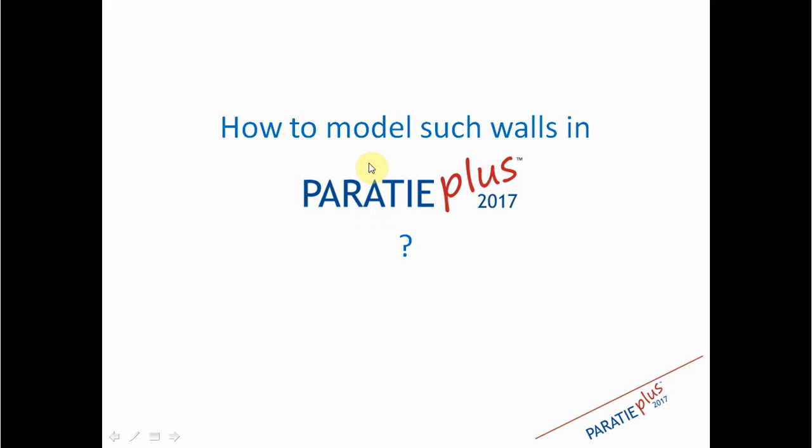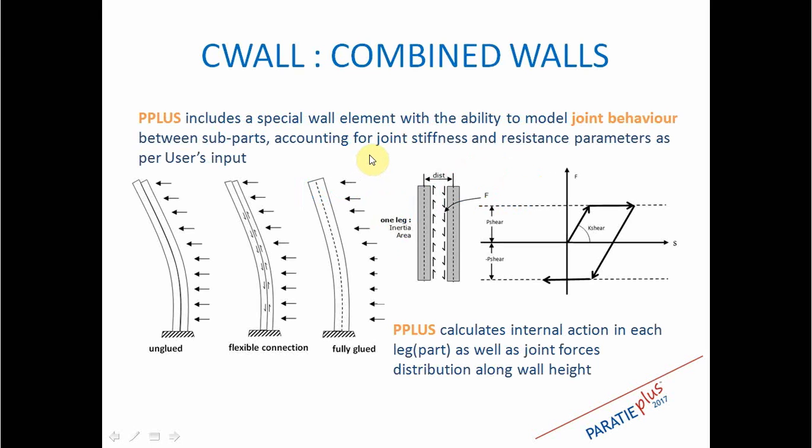How can we then model this with Paratie Plus? We have two ways. One way, as I briefly mentioned, is to consider an ordinary wall and take into account the beta factor suggested by Eurocode. But we have also included a different element, a special wall element in which internal joint behavior is included within the wall element.